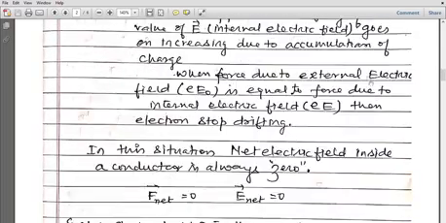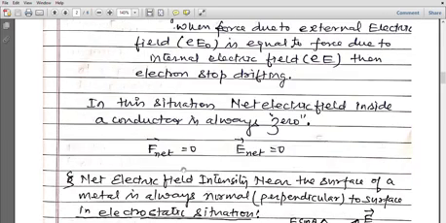When the force due to the external electric field E0 is equal to the force due to the internal electric field E, then the electron stops drifting. In this situation, the net electric field inside a conductor is always 0, or we can say the net force on the electron is also equal to 0. So this is the behavior of a metal when placed in an external field: when a metal is placed in an electric field, the net electric field inside the metal becomes 0. I think it is clear to you.